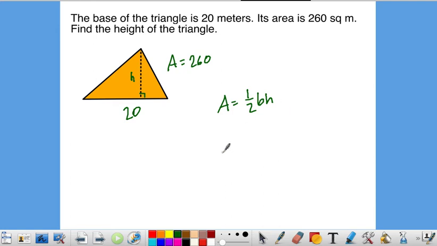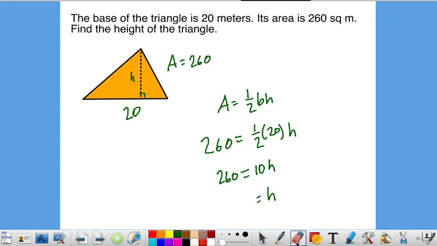Now I'm going to plug in what I know. So I know my area is 260. So I'm going to replace that big A with 260. That's equal to 1/2 times the base, which is 20, and then times the height, which is what I'm trying to solve. Multiply over here, 260 is equal to 10h, and then we get to divide by 10, which is our favorite thing to do, and we get 26. But we're not going to leave it as 26. We're actually going to put a unit in there. If we're just talking about the height, we're just going to do meters. So the height is 26 meters tall.